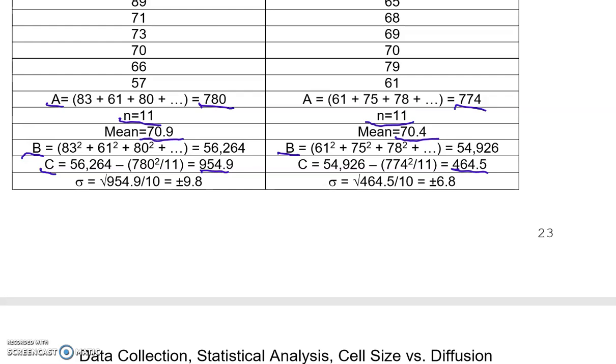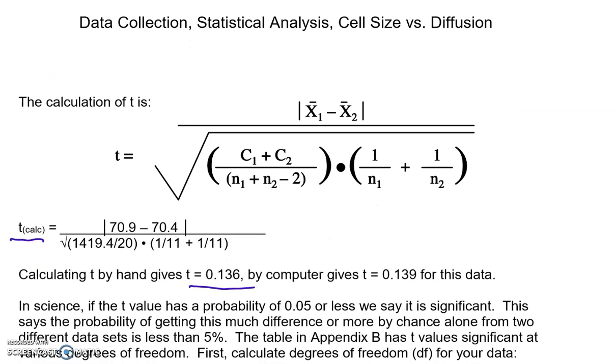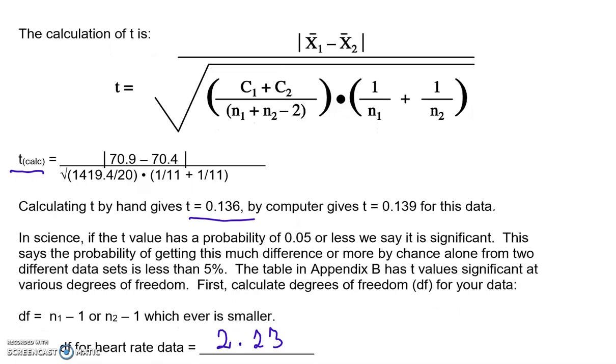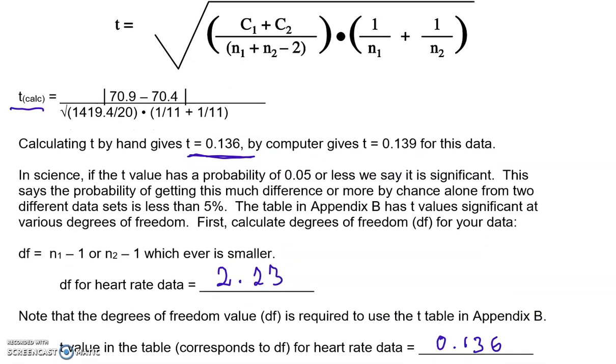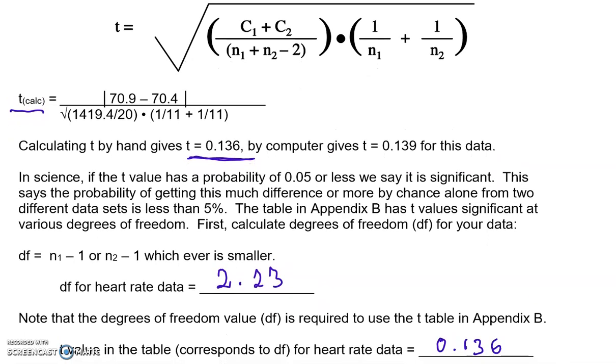You calculate your sigma, the standard deviation right here, and then you plug all of this into your formula right here, your T calculation. The T came out to be equal to 0.136. And if you use this formula, if you use a computer, then you'll get a slightly different number, but that's just because of rounding. So 0.136 versus 0.139. Either way, you're going to have to then go to the degree of freedom table, where you will take the smaller of your data sets.